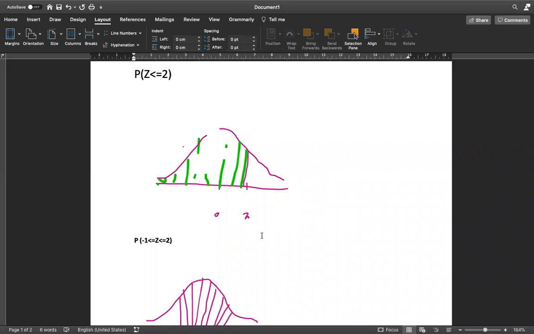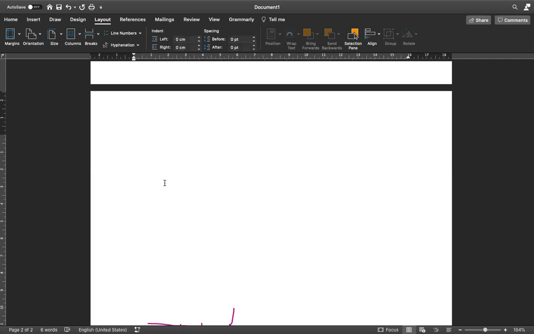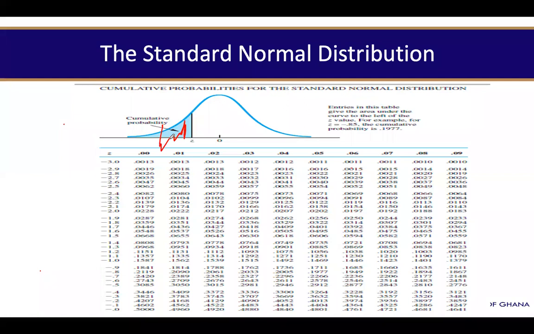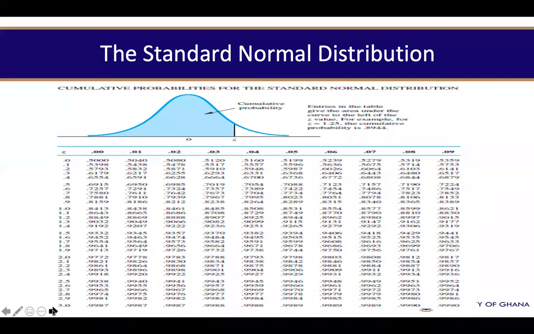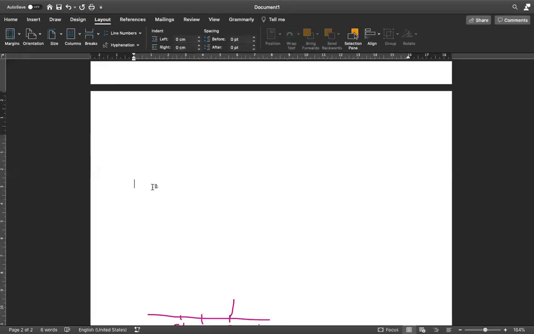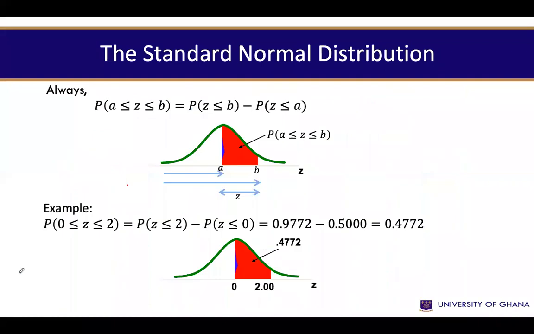All right, let's move on. When you look at the curve very well, you see that the curve evaluates points that are to the left of z. So if we have different probabilities, areas evaluated to the right of z or in between certain figures, how do we navigate that? That is what I want us to go through.